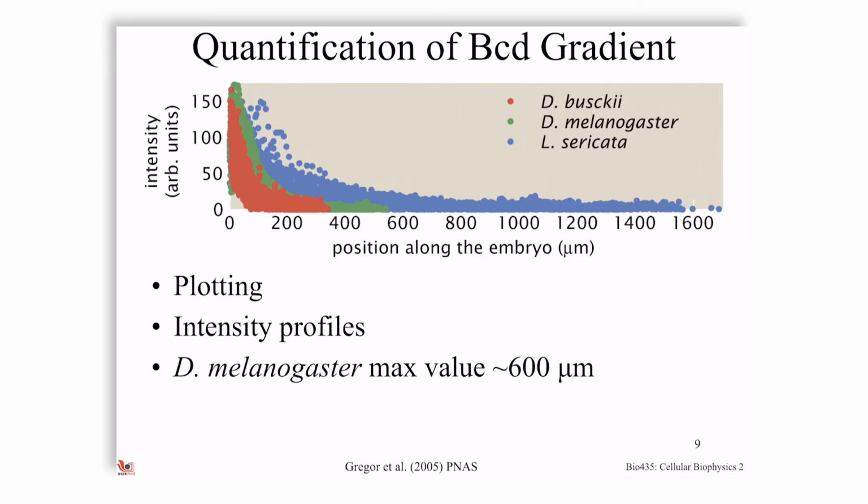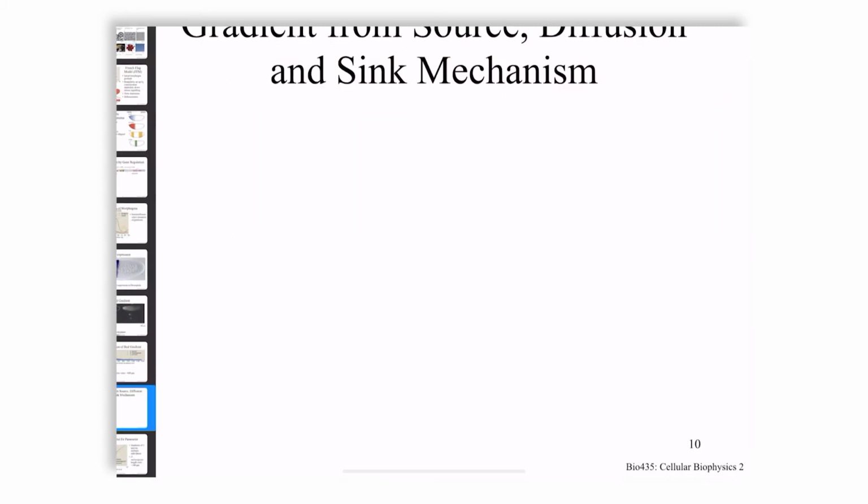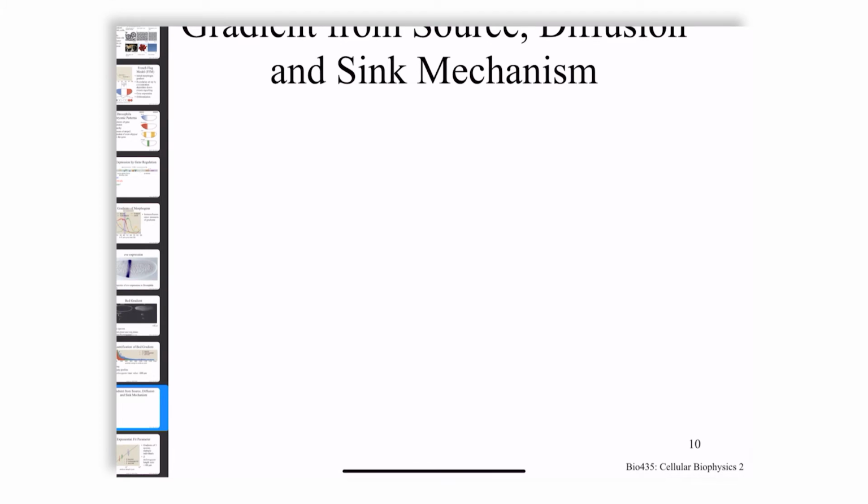So Drosophila busckii, Drosophila melanogaster, and Drosophila L. sericata. Now these are related species, but like some of your relations are good sitar players and classical musicians. Some of them are wonderful long jumpers. Not everyone is the same.